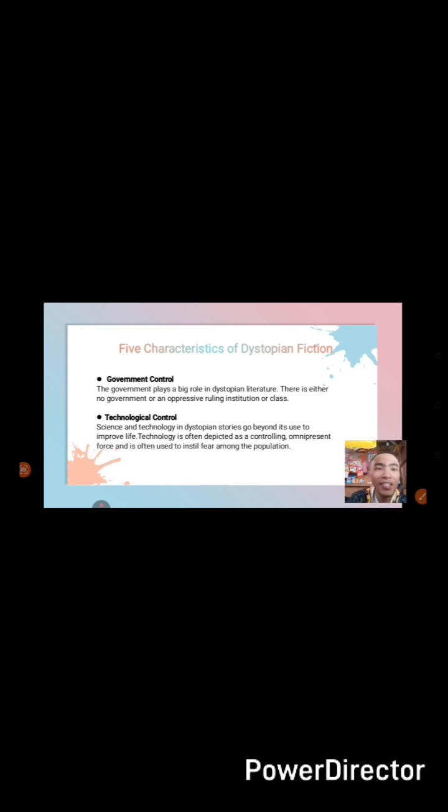Next, technological control. Science and technology in dystopian stories go beyond their use to improve life. Technology is often depicted as a controlling, omnipresent force and is often used to instill fear among the population.